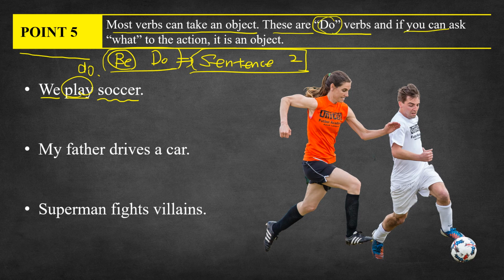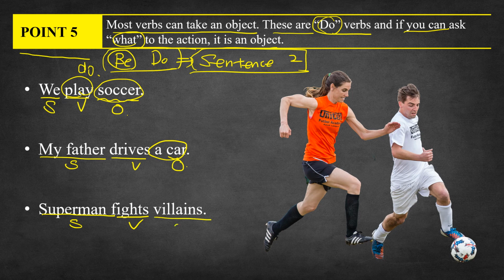And if you can ask what to the action, it is an object. Here, subject, verb. We play what? We play soccer. So this is an object. My father, subject, drives, verb. My father drives what? He drives a car. So this is an object. Superman, subject, fights, verb. Superman fights what? Villains. So this is an object.